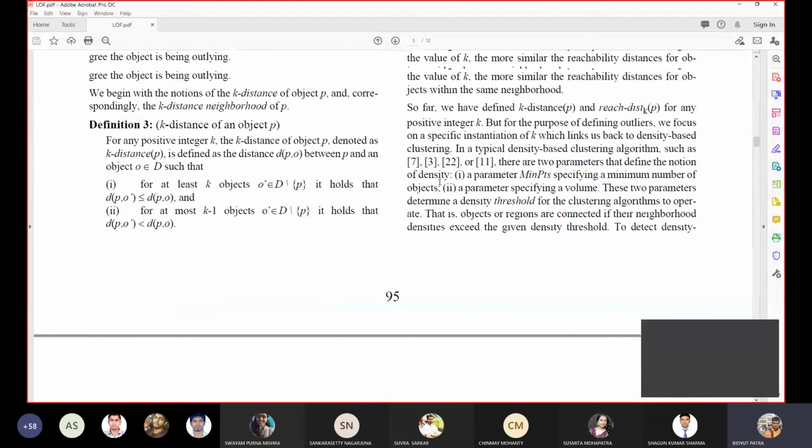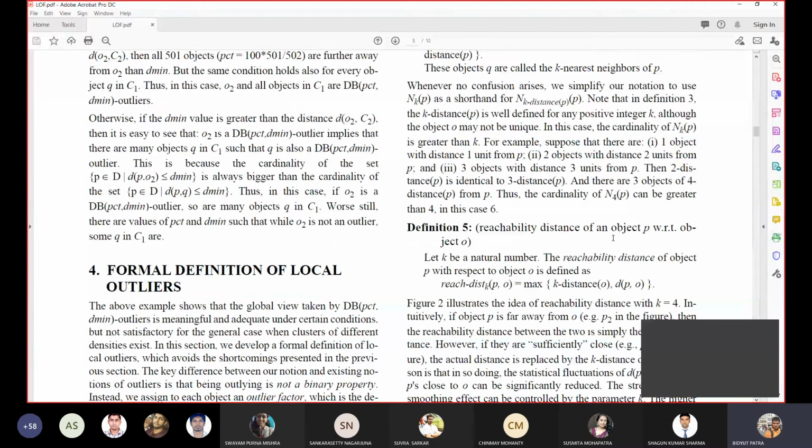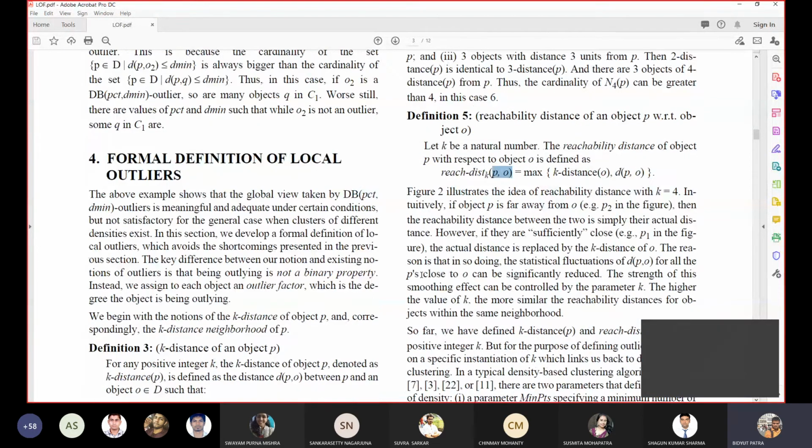Reach dist is nothing but the distance from a point. The reach dist of a point P with respect to O is either the direct distance, or the k-dist of the point O, and you take the maximum of the two.